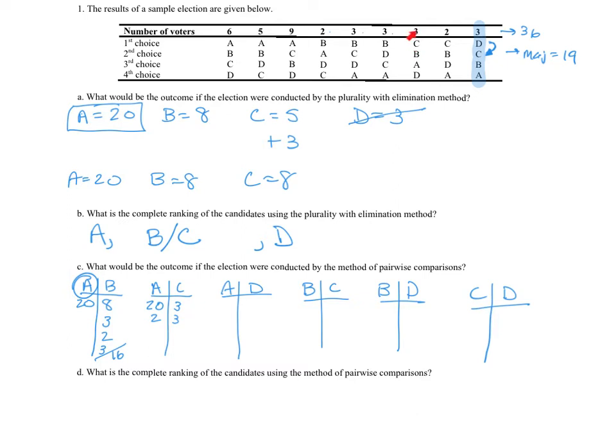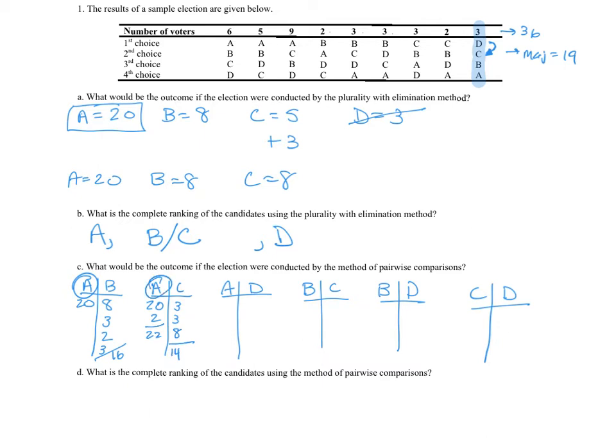So I'm going to give 3, 6, I'm going to give 8 more votes from these columns all to C, because C is ranked higher than A in all of those. So 8 more votes to C. Okay, so that ends up being 22 to 14. So A wins that matchup.